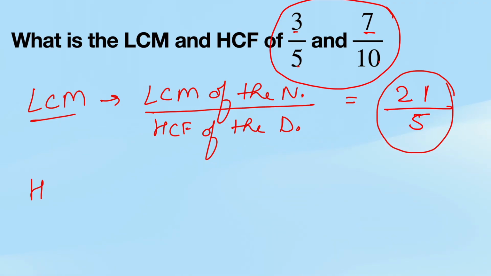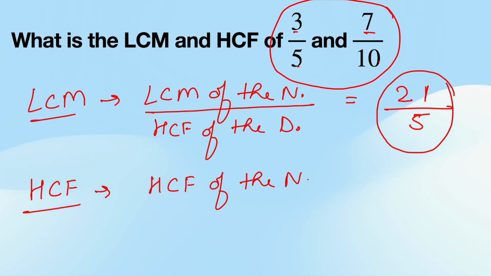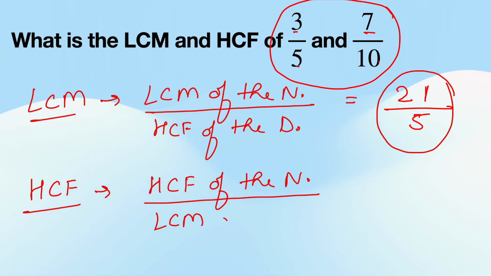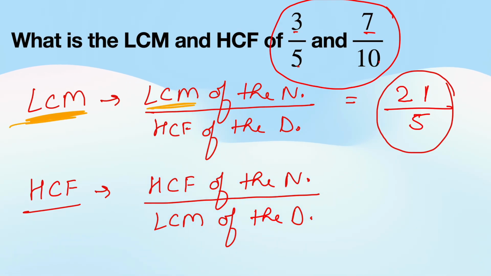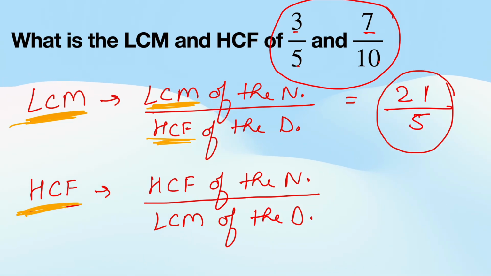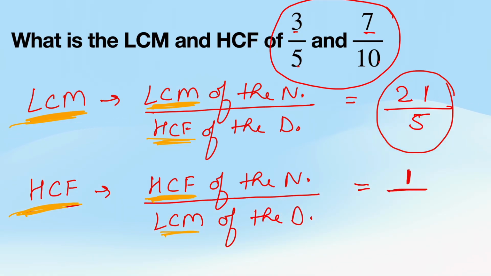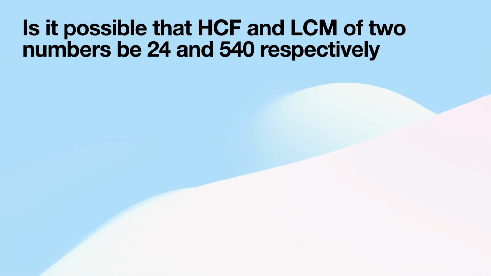And when we talk about the HCF, the HCF will be the HCF of the numerators divided by the LCM of the denominators, right? Now see what we are doing. When we are finding the LCM, in the numerator we are taking the LCM, but in the denominator we do the opposite. When we are finding the HCF, in the numerator I am taking the HCF, but for the denominator I am taking the opposite, or the LCM, right? So the HCF of the numerators 3 and 7: both are coprime numbers, so 1 is common. And the LCM of 5 and 10 is 10. So this will be the HCF. Clear? Now solve this question.